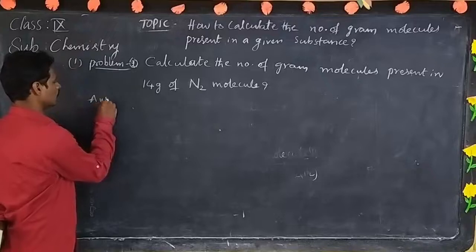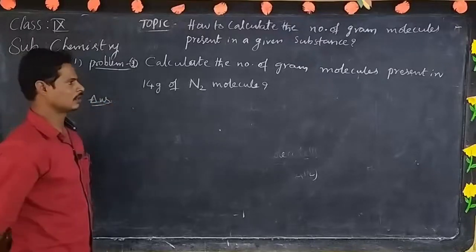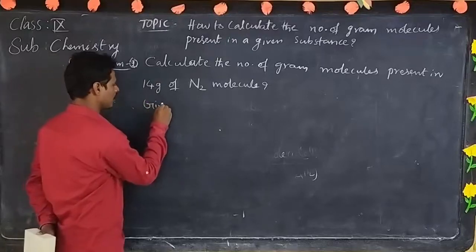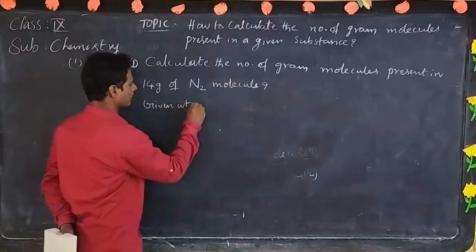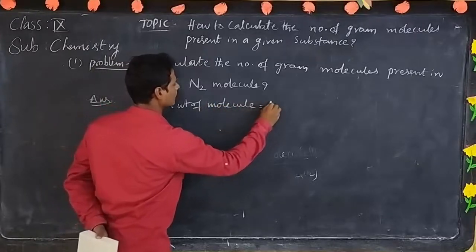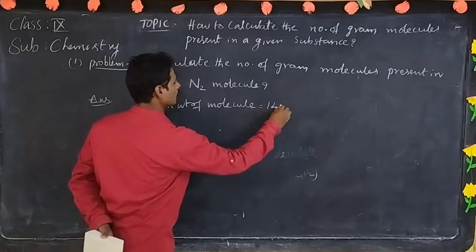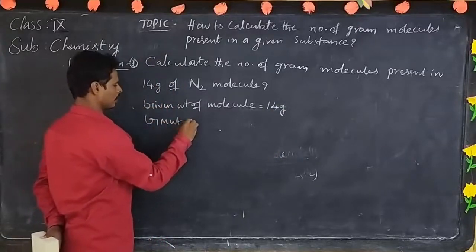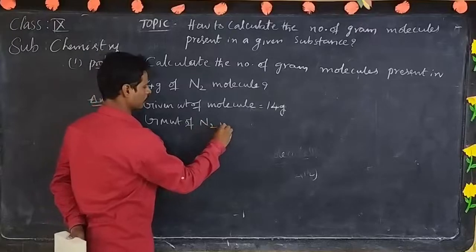Now according to the question, we can identify what is given and what is not given. Here, the given weight of the molecule is there. Given weight of molecule equal to 14 grams. We know that the gram molecular weight of N2 molecule.